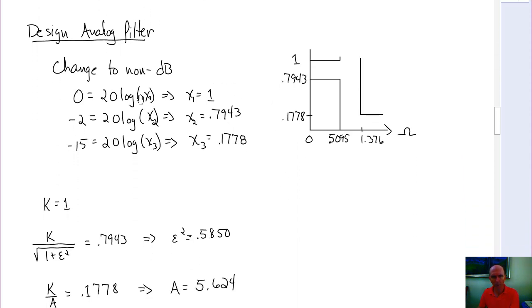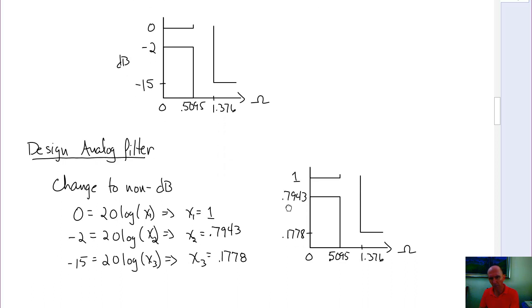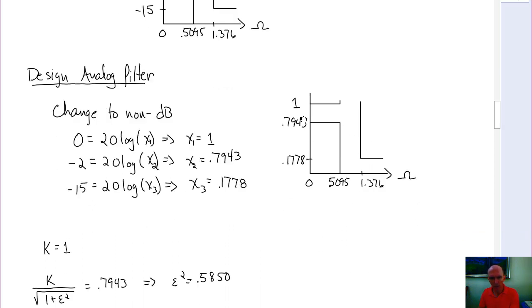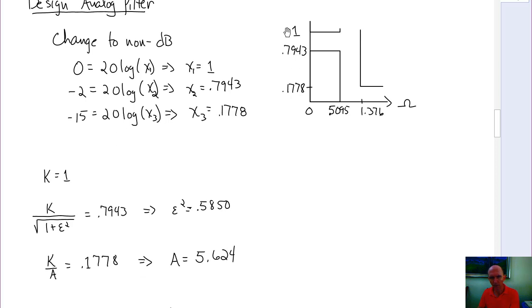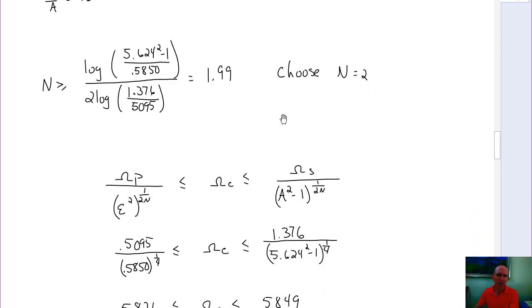The first thing we always do is change from dB to non-dB. So 0 dB is 1, minus 2 would be basically 0.8, and minus 15 is basically 0.1778. We use this, right, where we can read off our k over square root of 1 plus epsilon, and k over a, to get k, epsilon squared, and a from these amplitudes. And then we choose our n.